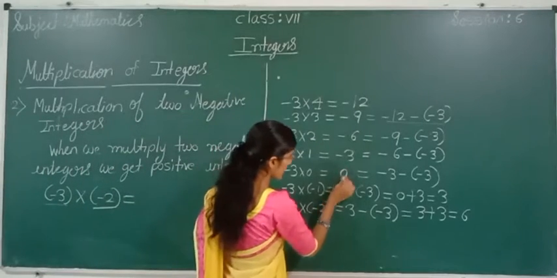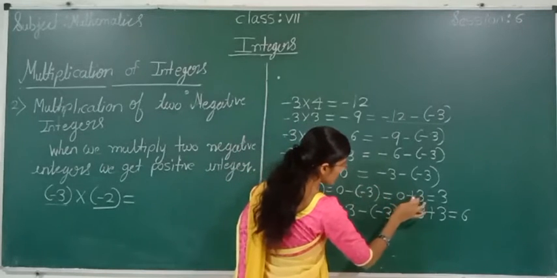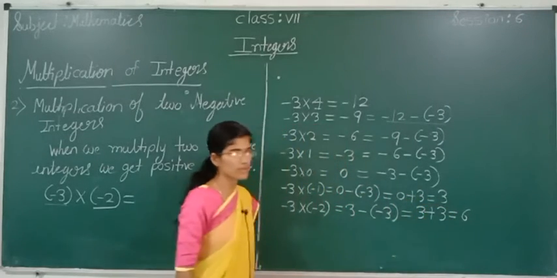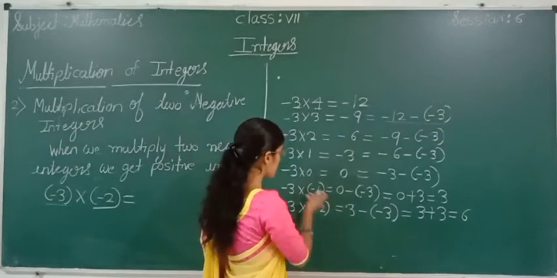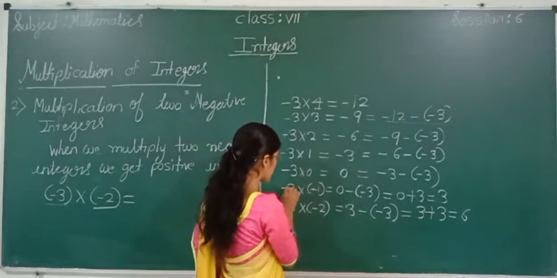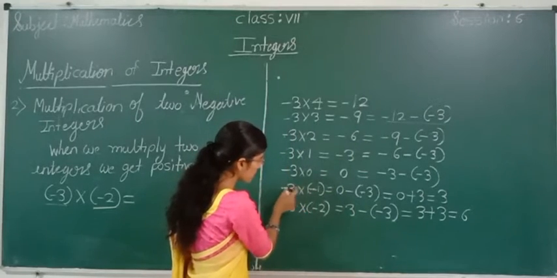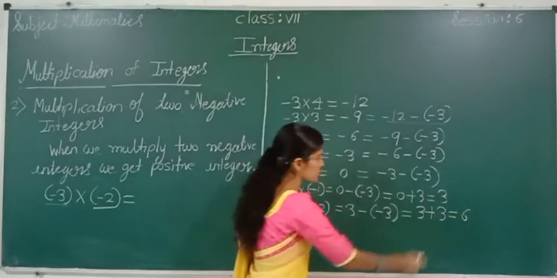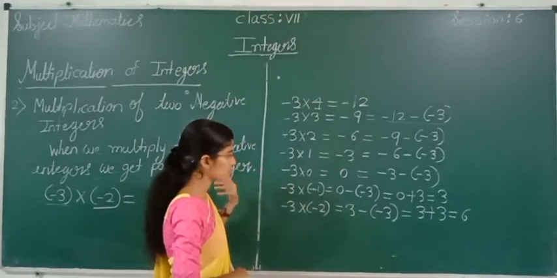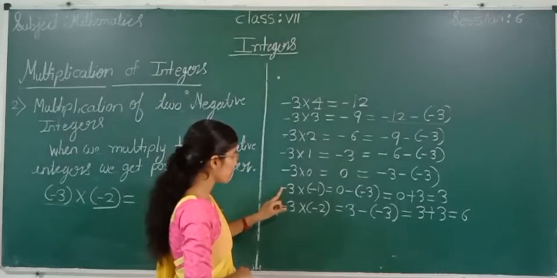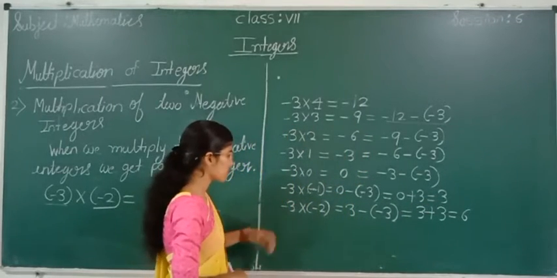Now see here, take 0, minus of minus 3. 0 minus minus is plus 3. 0 plus 3 is 3. Now see here, when we multiply two negative integers, we will get a positive integer. Yes or no? When we multiply two negative integers, we got a positive integer in this pattern. By using this pattern, we came to know that when we multiply two negative integers, we are getting a positive integer.